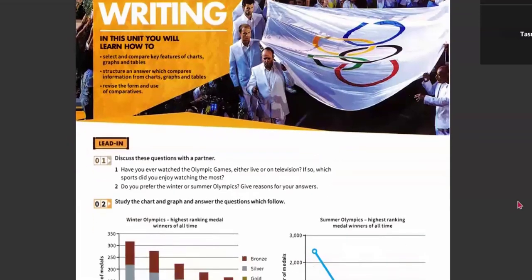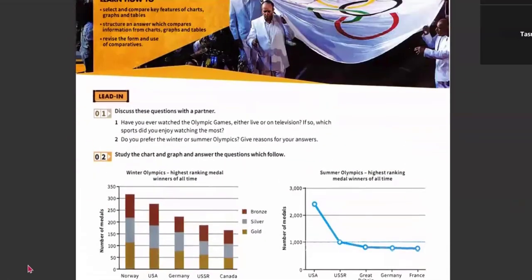So let's move on to the first activity here where we have to discuss questions that are given here. This is just a warm-up session for the lesson that we're about to start. Here we have question number one, which asks you, have you ever watched the Olympic Games either live or on television? If so, which sports do you enjoy watching the most?